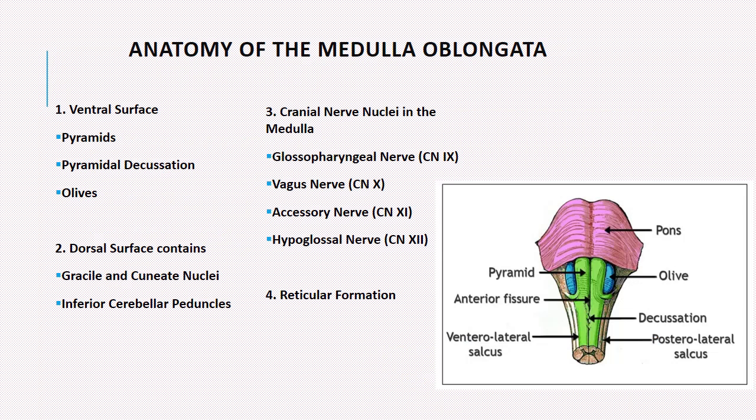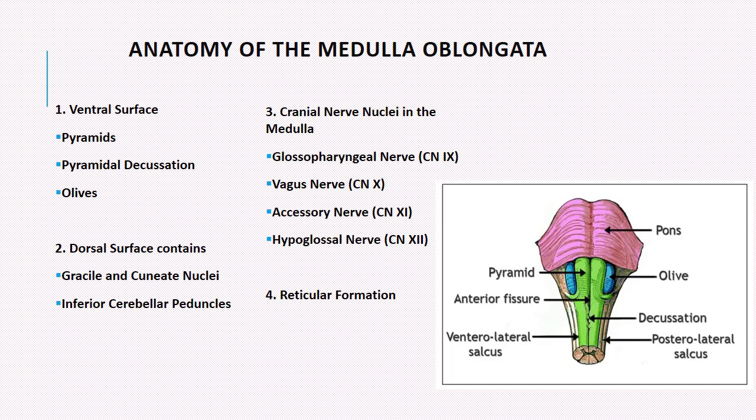The medulla oblongata. It is the lowest part of the brainstem, located between the pons above and the spinal cord below. It serves as a critical control center for autonomic functions, including heart rate, respiration, and blood pressure regulation. Its role in maintaining fundamental life-sustaining functions makes it one of the most critical regions of the brainstem.